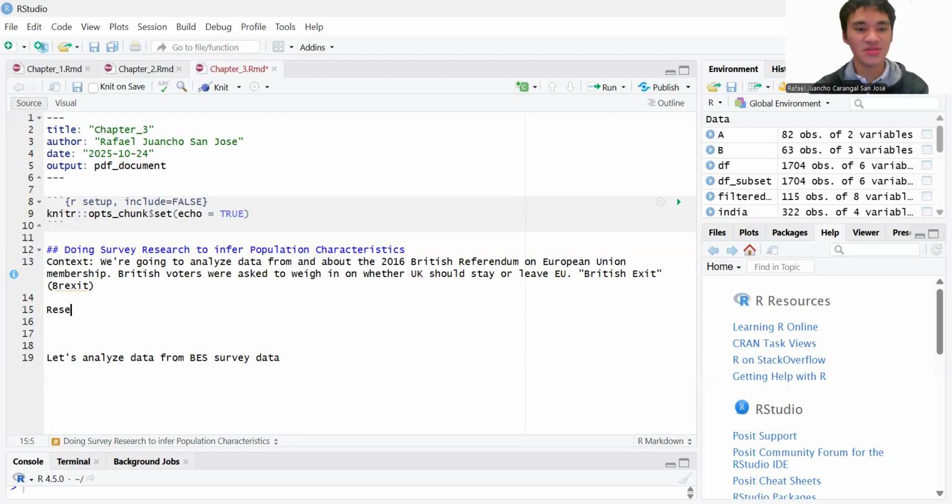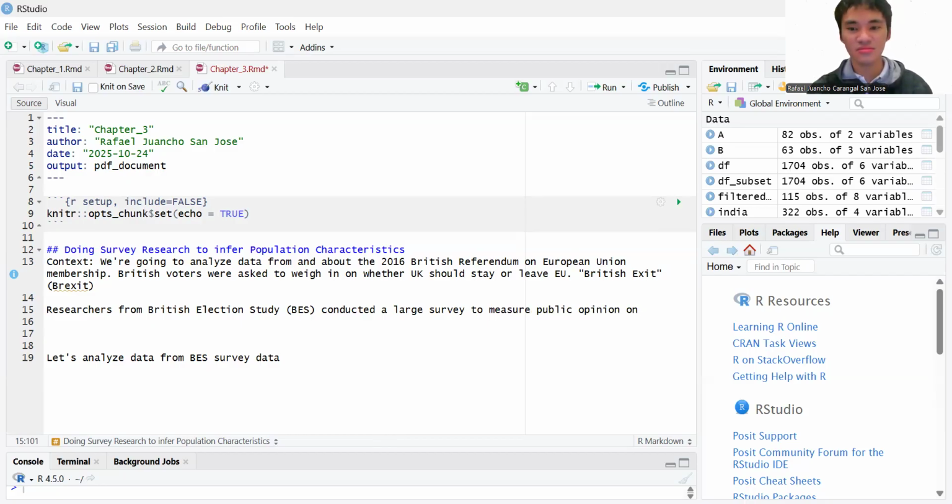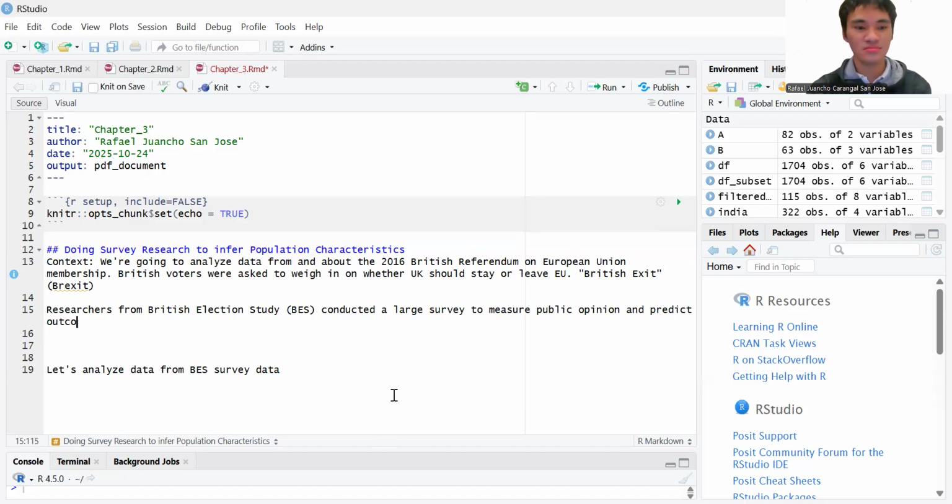And we have a bunch of researchers from the British Election Study, or we call them BES. That's what BES stands for. They conducted a large survey, basically to measure public opinion and predict the outcome of whether the UK will stay or leave the EU, right?